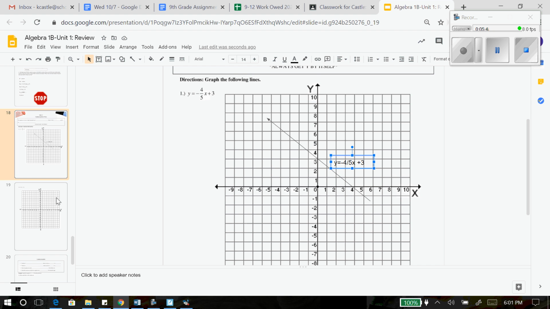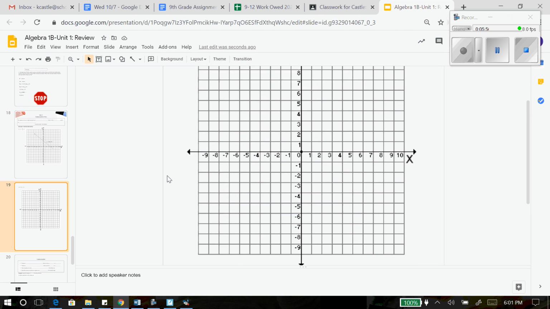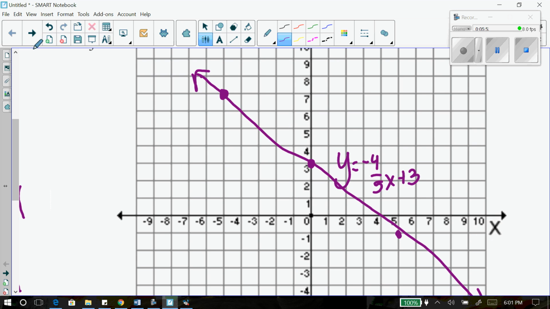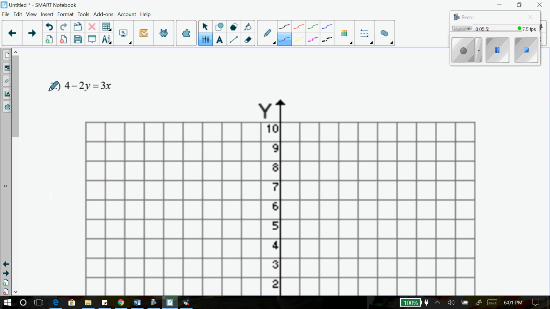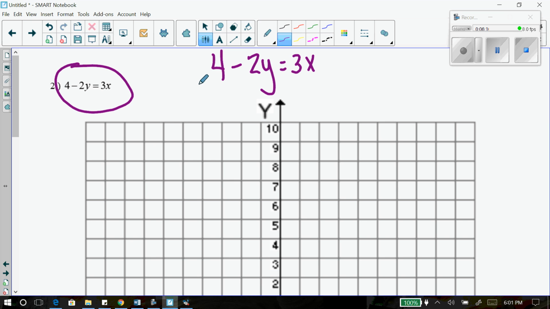All right, let's try another one here. So, the equation is not in y equals form. In order to graph it, it needs to be in y equals form. So, let's try to get y by itself. I'm going to rewrite it up here. To get rid of a plus 4, we want to subtract 4 from both sides. So we get negative 2y equals 3x minus 4.